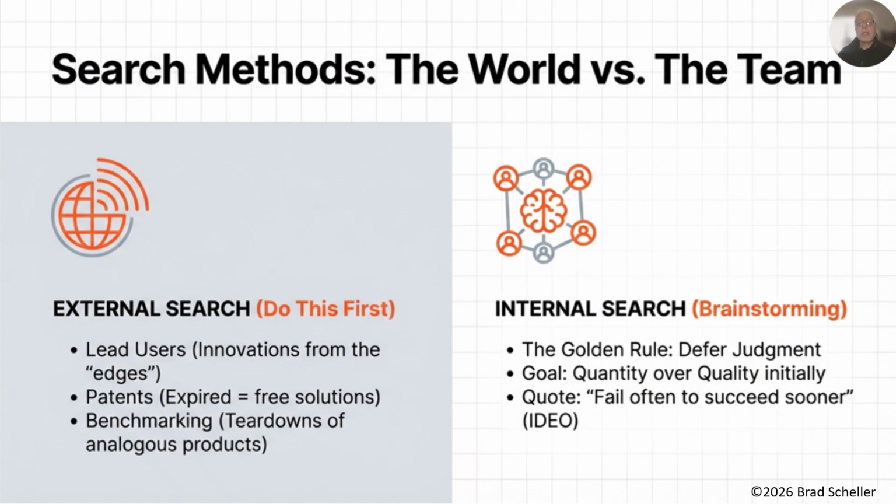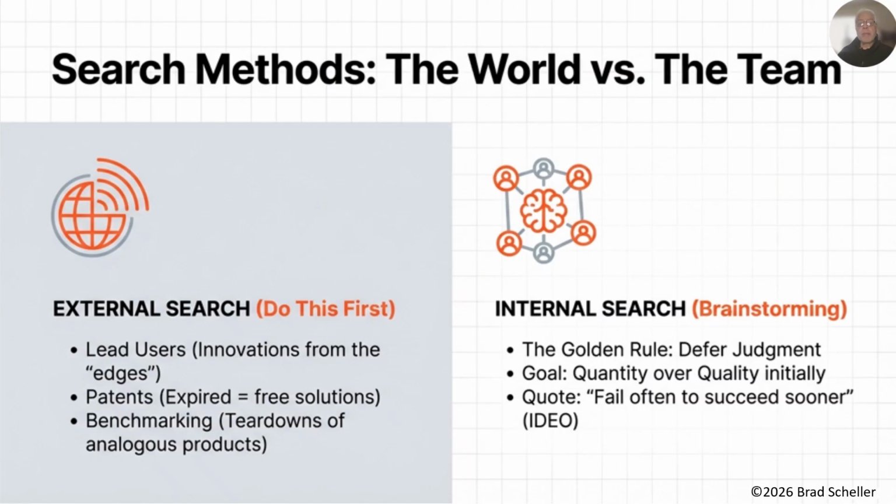Second, patents. And here's a secret weapon, expired patents. Patents expire after 20 years. And then that intellectual property is free for anyone to use. Search Google patents for solutions to your subproblems. You might find that someone already solved your challenge decades ago.